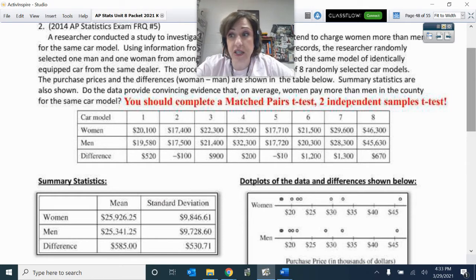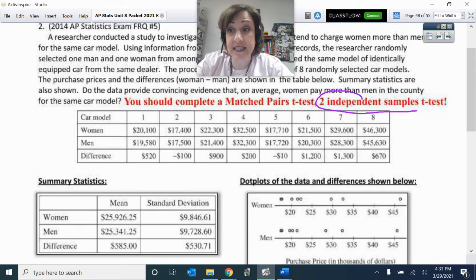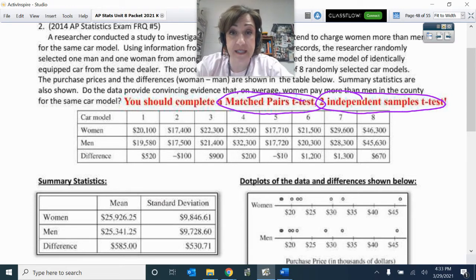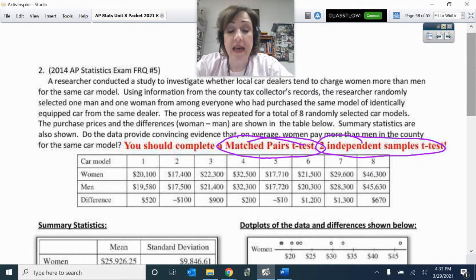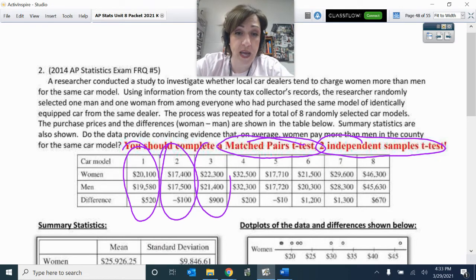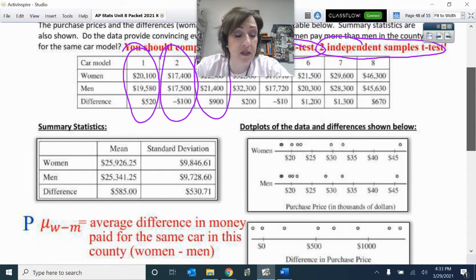They gave us information to carry out a two independent samples t-test, but they also gave us information for a matched pairs t-test. And this was supposed to be matched pairs. So they presented you with all the information and you had to decide which way to go. Because we were wondering if there is convincing evidence that on average women pay more than the men, but they were paired by the type of car, the car model, which makes sense since we're comparing the women versus the men.